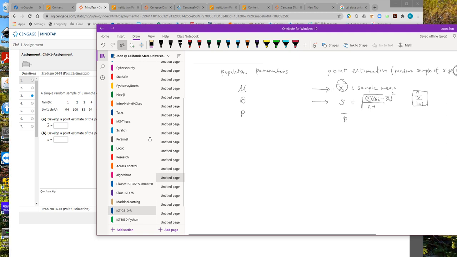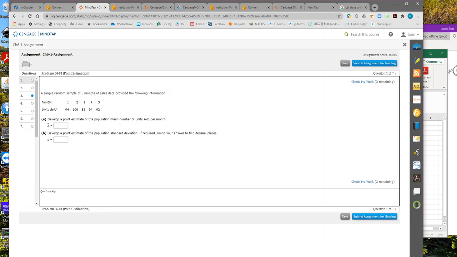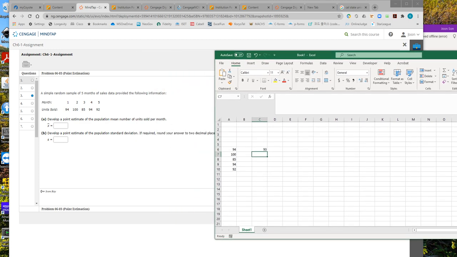So let's see. You just type in these numbers: 94, 100, 85, 94, 92. So for x bar, you have to find the sample mean, which is the point estimate of the population mean. To find that, we can use the average. So the answer is 93. And then, develop the point estimate of the population standard deviation.